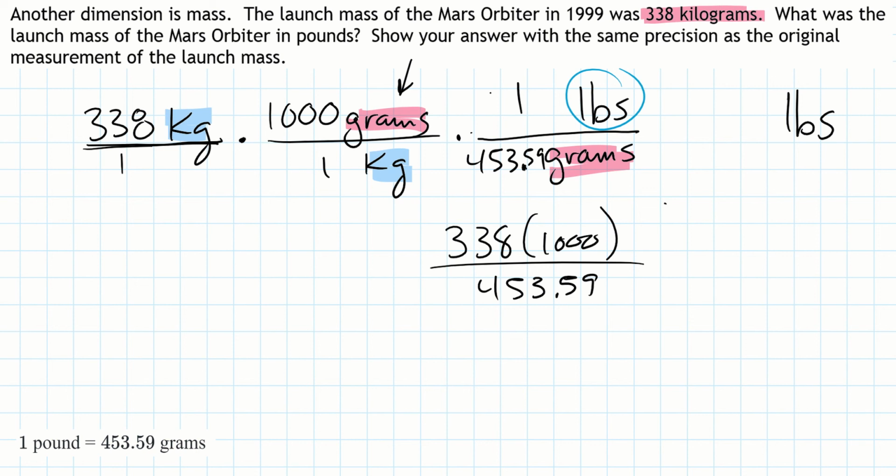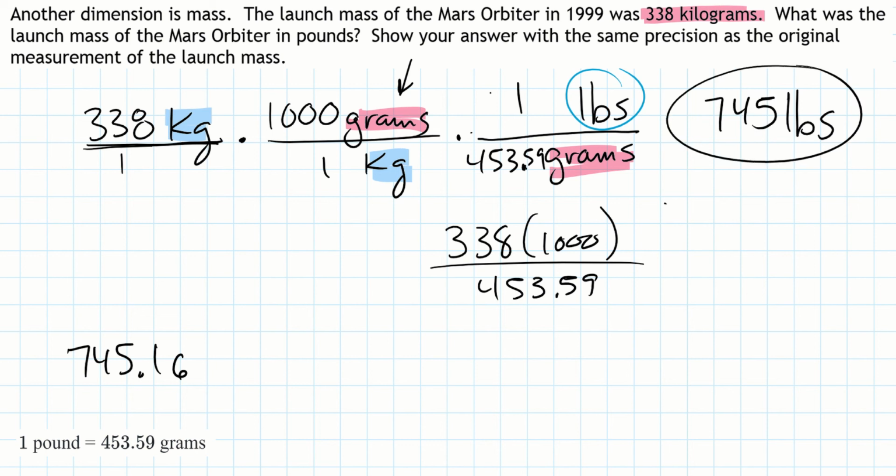It said, show your answer in the same precision as the original measurement. So it was to the nearest whole number, 338 whole kilograms. So I'm going to go ahead and round this. This number that I'm looking at on my calculator screen is 745.16, but I'm just going to round this to the nearest whole number of pounds. So I'm going to write down my answer of 745 pounds. So that is the mass of the orbiter expressed in pounds.